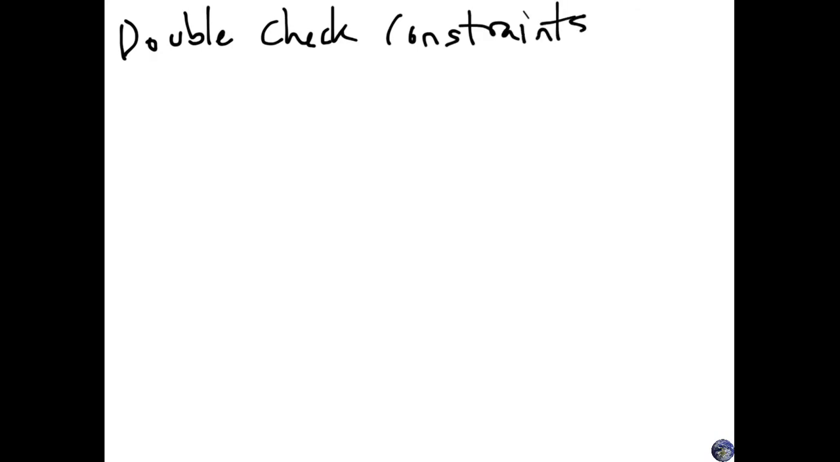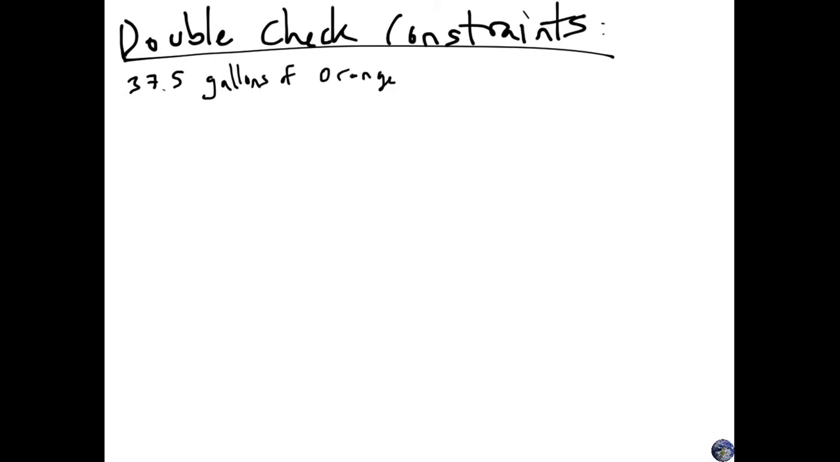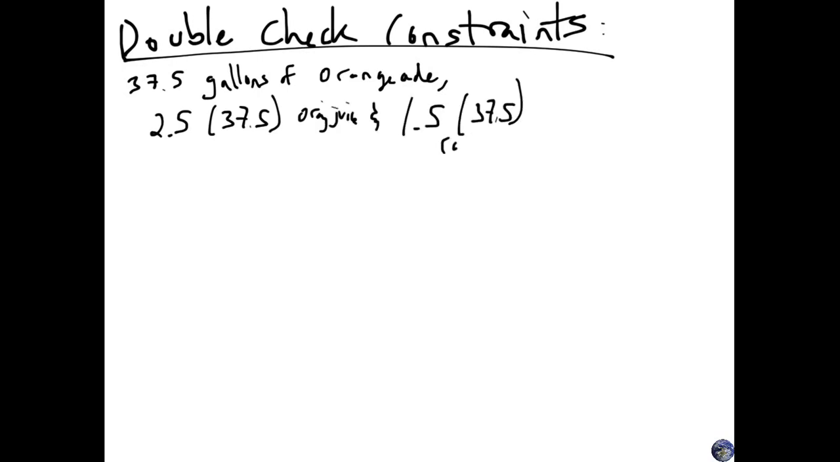All right, you don't actually have to do this next part, but I thought it might not be a bad idea to double check our constraints to see if what we think works actually does follow the constraints. I mean, it does, but let's just do a little double check. So if you remember, we were going to make 37.5 gallons of orangeade. Well, in the problem, it says that it takes 2.5 quarts of orange juice and 1.5 quarts of raspberry juice in order to make that orangeade.